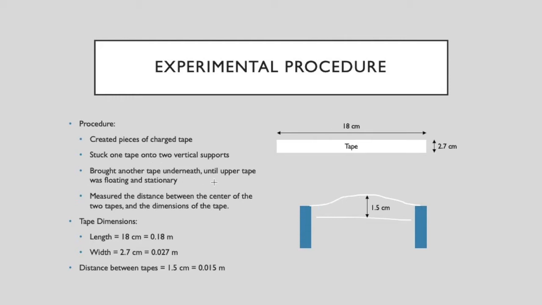Then we created another piece of charged tape and brought it underneath the first one. Since both tapes had the same sign of charge, they repelled each other. And we held the lower piece of tape at a distance at which the upper tape was floating and stationary.